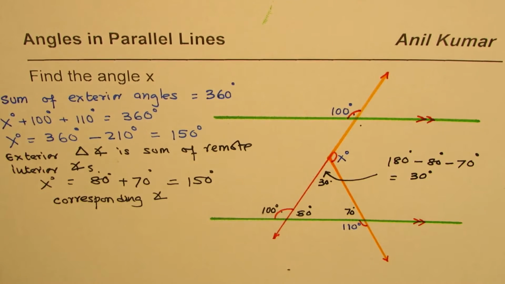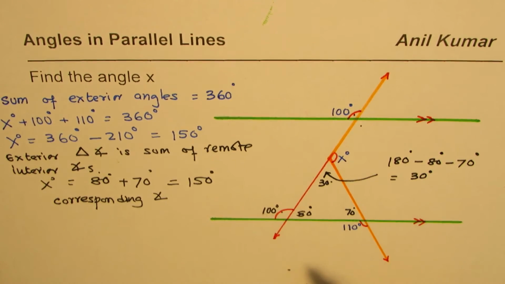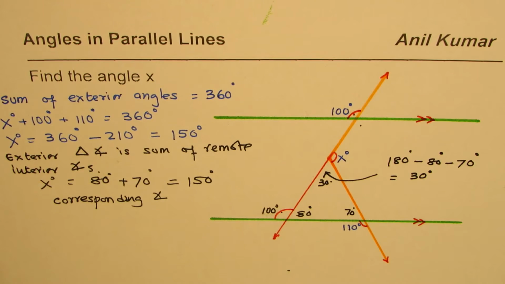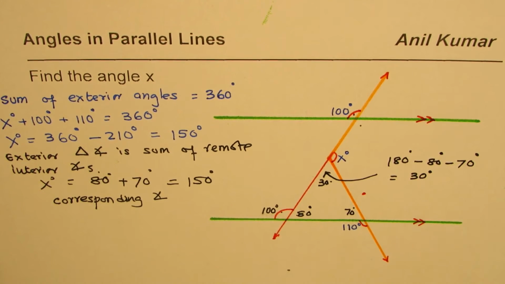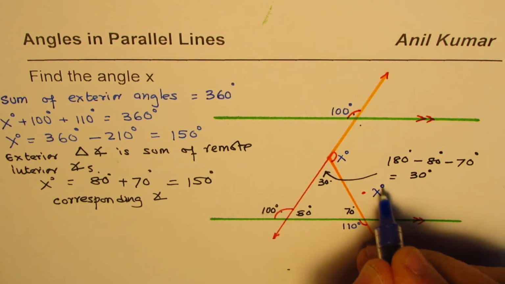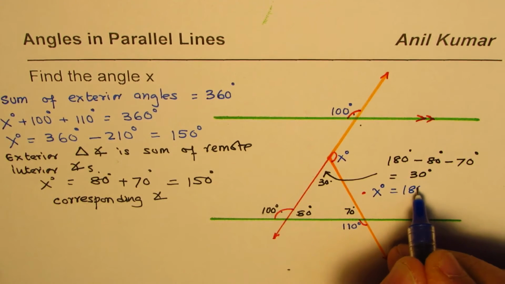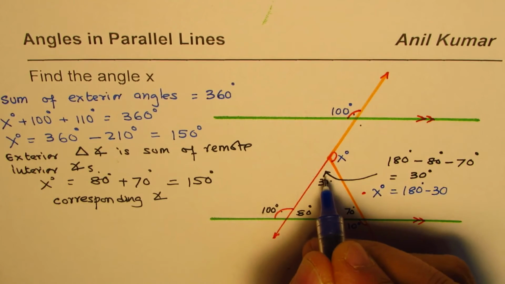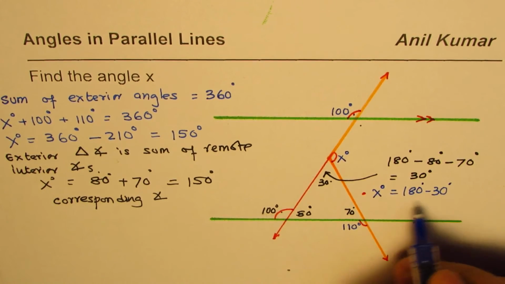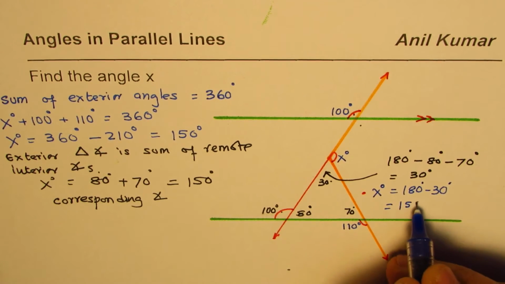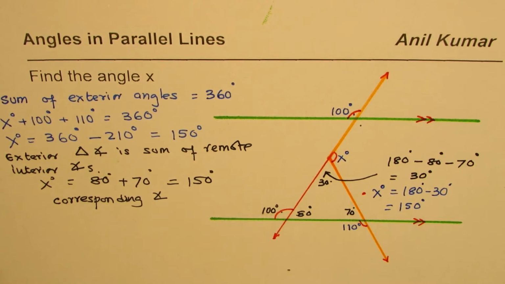Is that okay? Now this becomes a linear pair. So the third way of solving is to solve this triangle and then say x degrees is equal to 180 degrees minus 30 degrees, because this is a linear pair, a straight line makes 180 degrees, and so again we get 150 degrees as our answer. So either way you work, you get 150 degrees as the answer for x, which is absolutely correct.